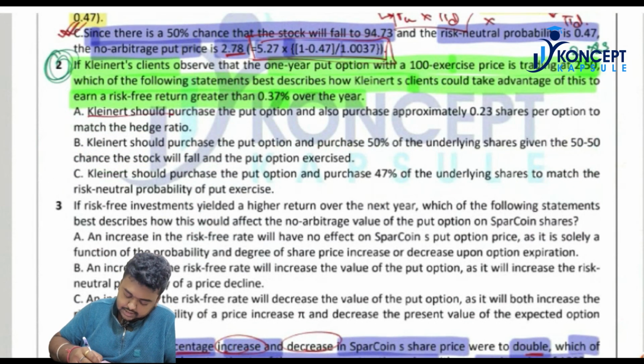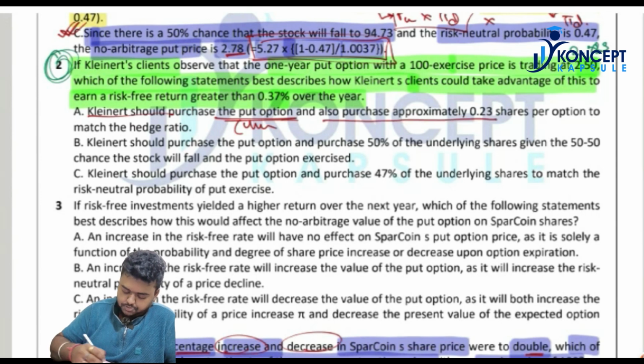Kleinert should purchase the put option. Yes, they should purchase the put option. Why? Because it is undervalued. And also purchase approximately 0.23 shares per option to match the hedge ratio. Yes, we have just now calculated it. So option A is correct.